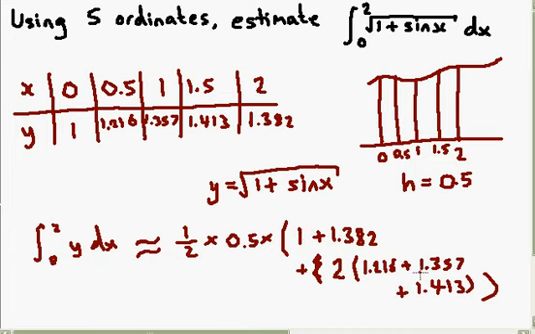Okay, so I'm going to put that into my calculator. 0.5 times 0.5 times 1 plus 1.382 plus 2 lots of 1.216 plus 1.357 plus 1.413 close bracket equals 2.5885. Okay, so that is my estimate for the area under the curve.